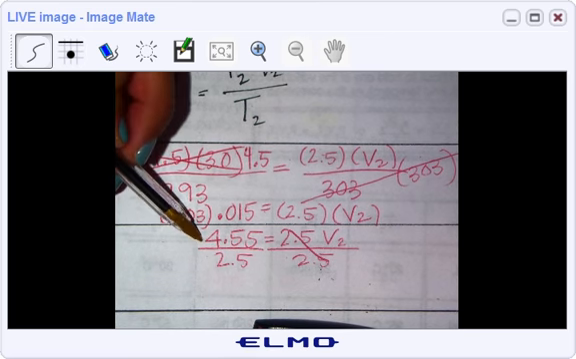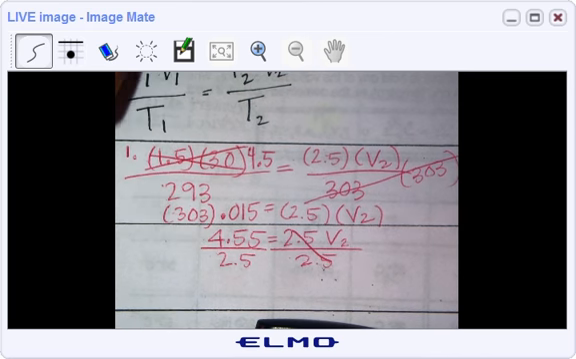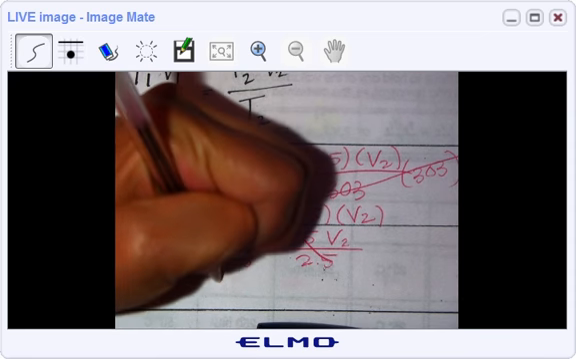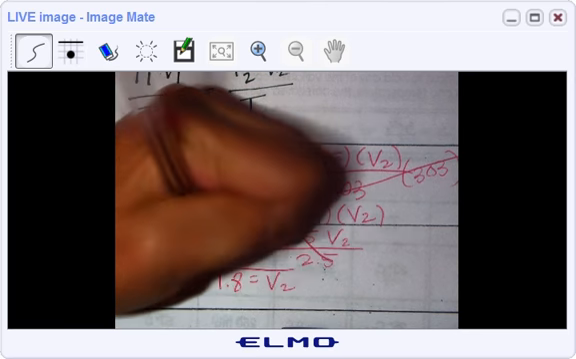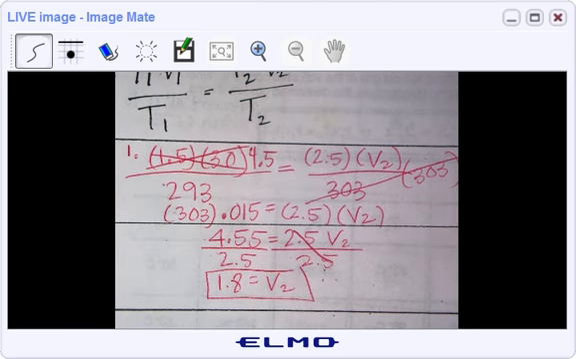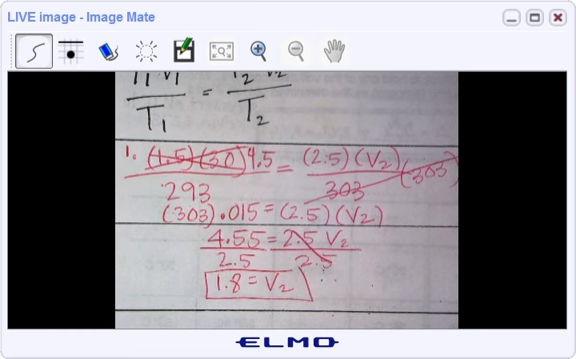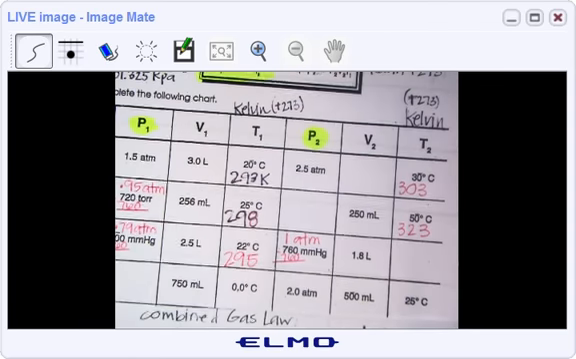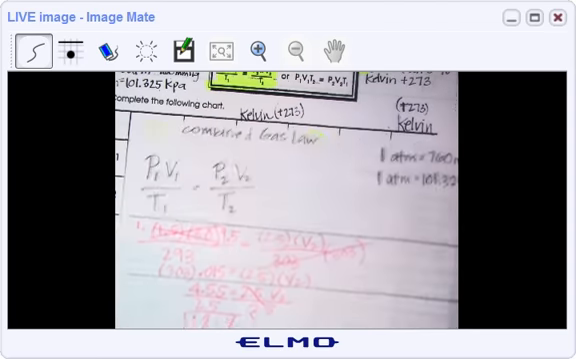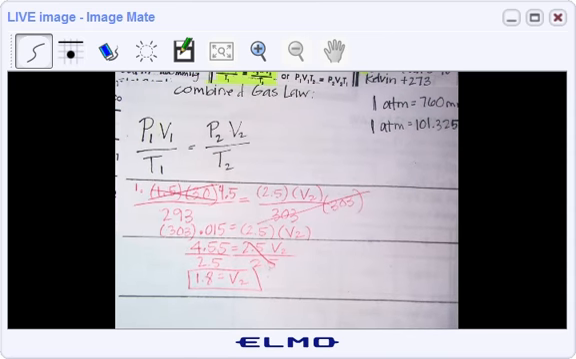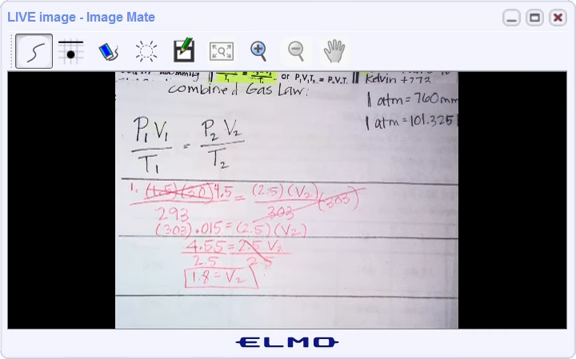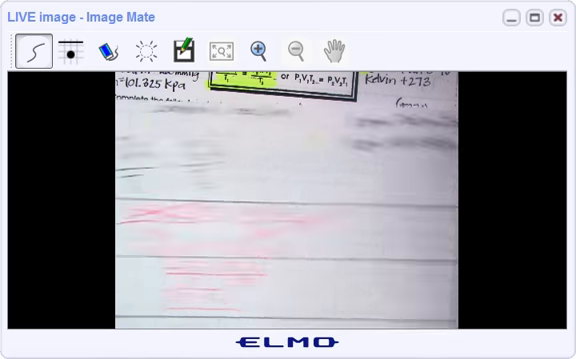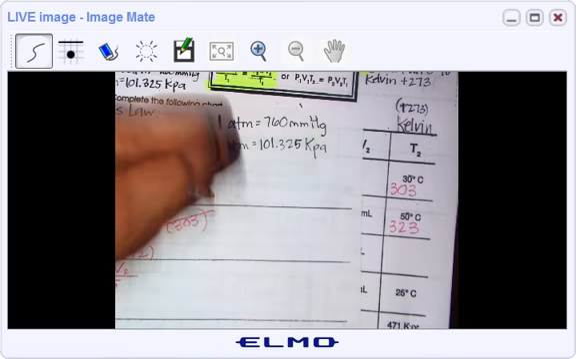After I divide 4.55 divided by 2.5, what did you get? Okay, is there anyone who did not get this number? This is what we're doing for the entire page with your data and your numbers. You're just solving for whatever you do not have. So that was the answer for number 1. If you need me to pause it, just let me know at any time. I'm going to move on to number 2.